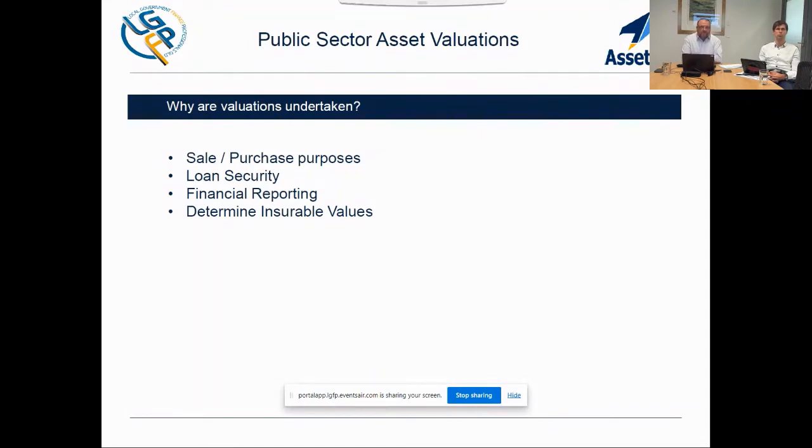Again, loan security purposes, if you were to remortgage your house or a property, a valuer would come out and undertake a valuation for you on that property as security. But just diving into the public sector space, the bottom two are the types of valuations that you would more than likely come across, which is the financial reporting valuations and also determining insurable values of your property assets.